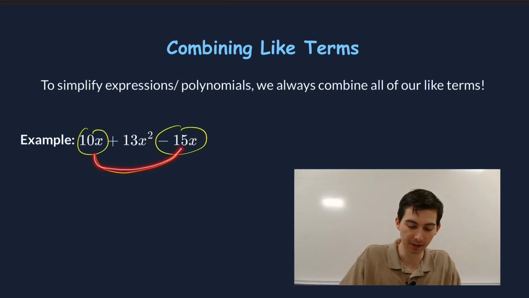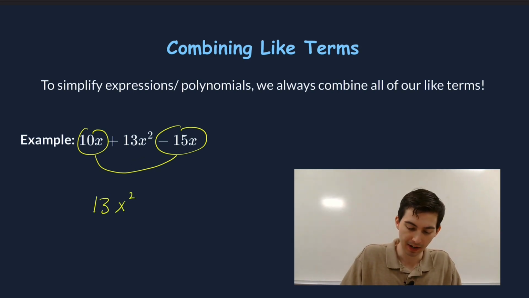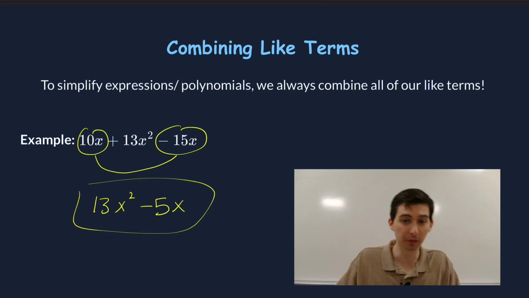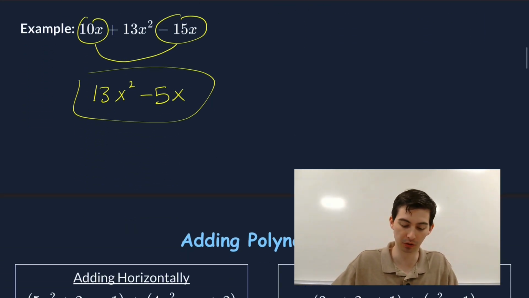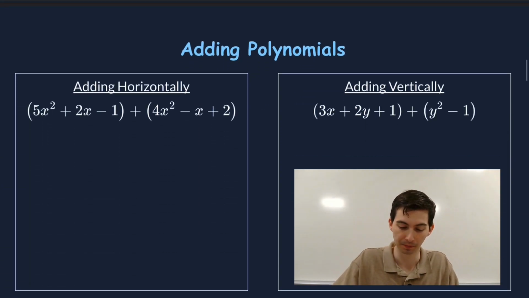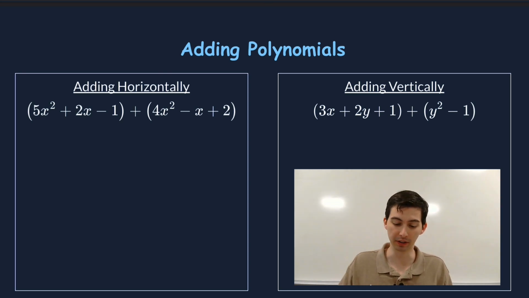So if I take 10x minus 15x, first thing I can do is just bring down the 13x squared, and 10 minus 15 would give me negative 5x. So that would just be a review of combining our like terms. So now let's see how we're going to do this when it comes to adding polynomials. So we can either add these horizontally and just kind of match up our like terms, or we can do it vertically, and we're going to do one of each.